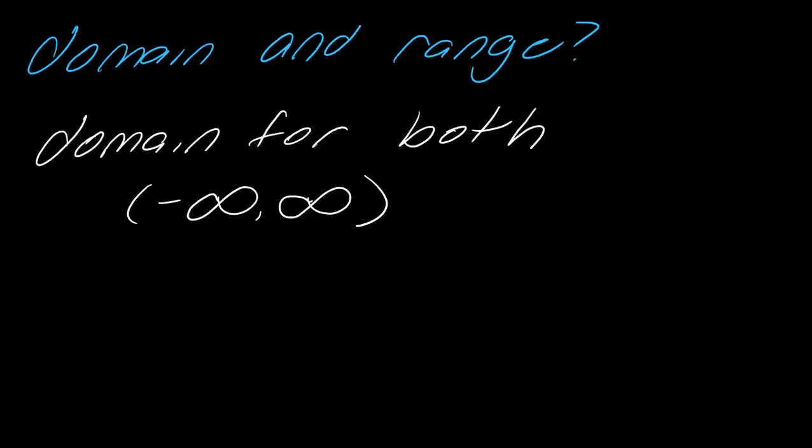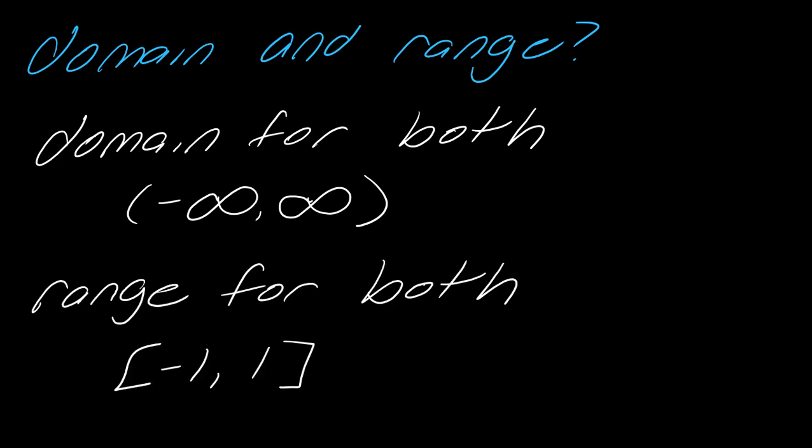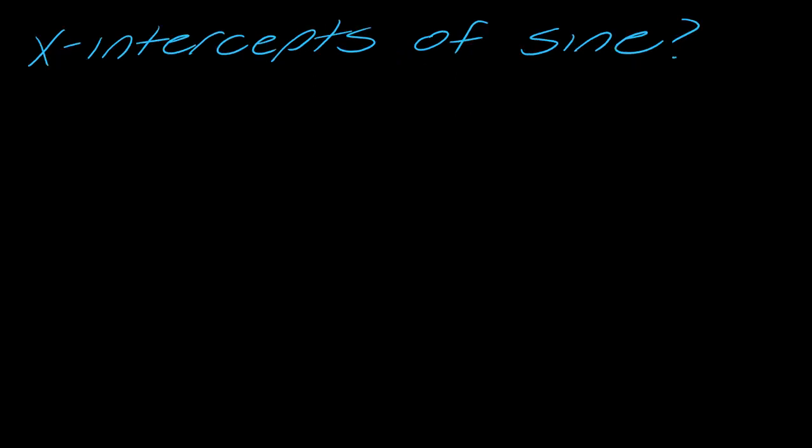So that actually will translate then to our domain and range. The domain for both graphs is just all real numbers, negative infinity to infinity. And then the range for both graphs goes from -1 to 1, and -1 and 1 are included, so they get square brackets when we use our interval notation. Okay, so we've got domain and range for both graphs, and now let's talk about the x-intercepts of sine.